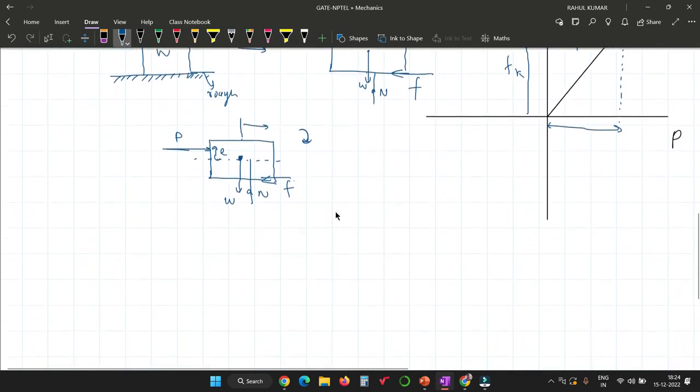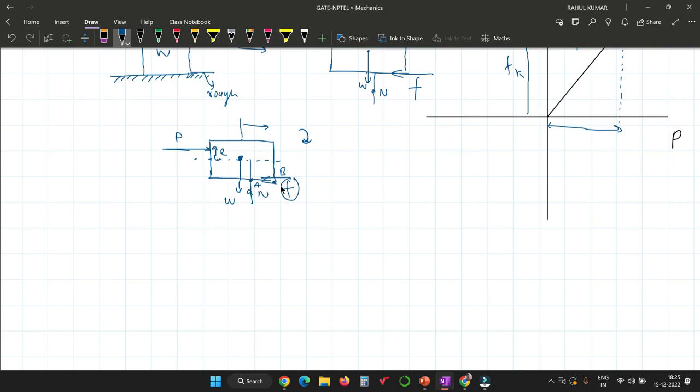Suppose this is a point A and this is a point B, and you are trying to increase the amount P. Then what will happen? N will start shifting from point A to B. Suppose before reaching the limiting value of P, N has already arrived at point B. Then what will happen? Can you tell me?